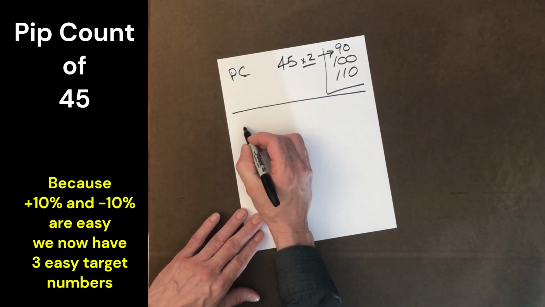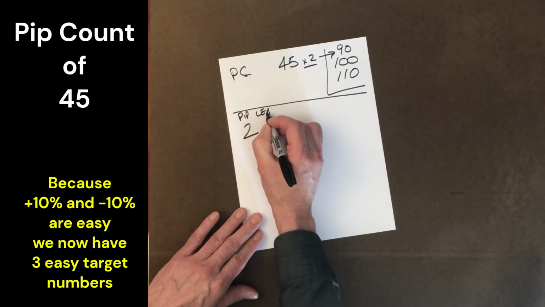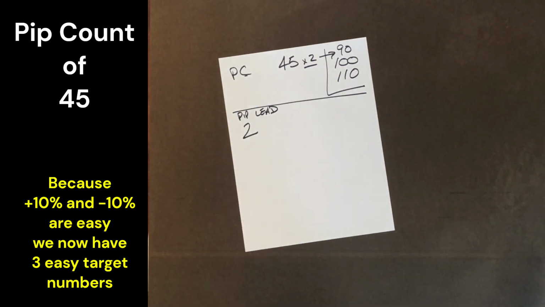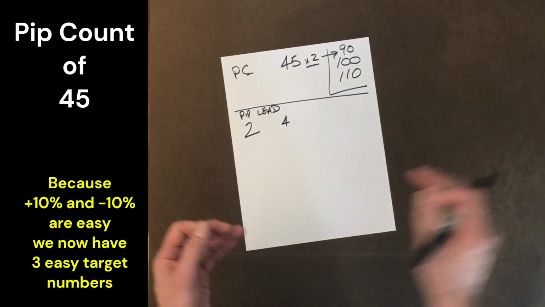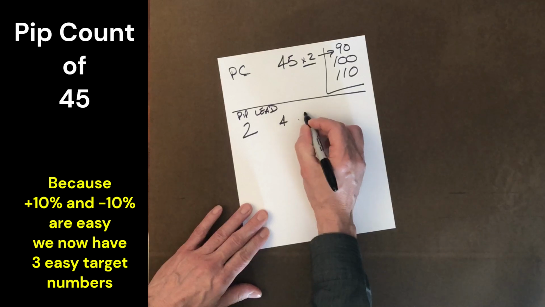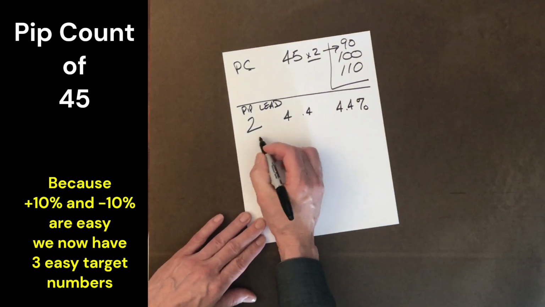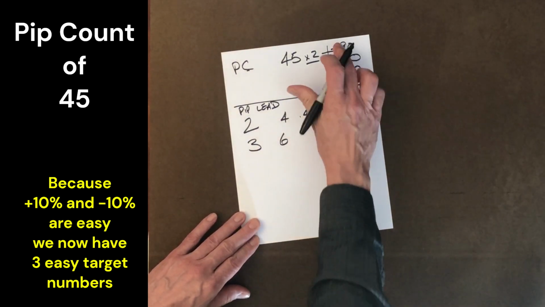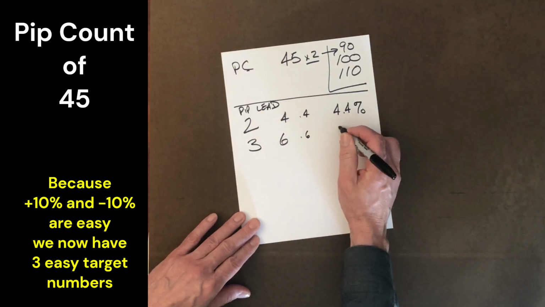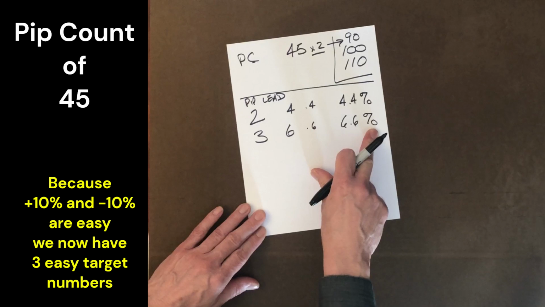So you have a race lead of 2 and a pip count of 45. We're going to double that to 4. We're at 90, so we have to stretch our rubber band. We're going to add 10%, 4.4%. Pip lead of 3. We double it to 6. We add 10%, 6.6%. Look how quick we came up with that.